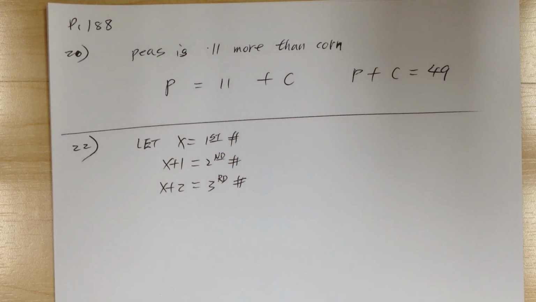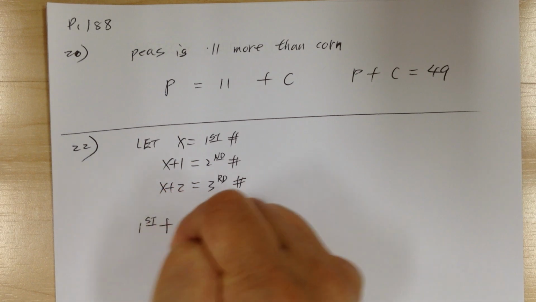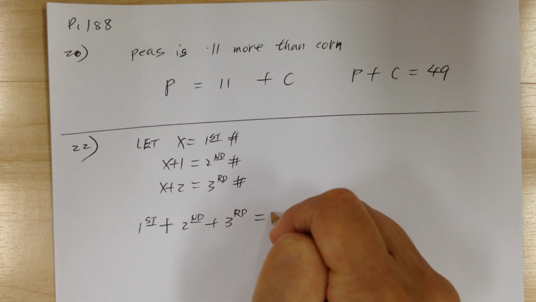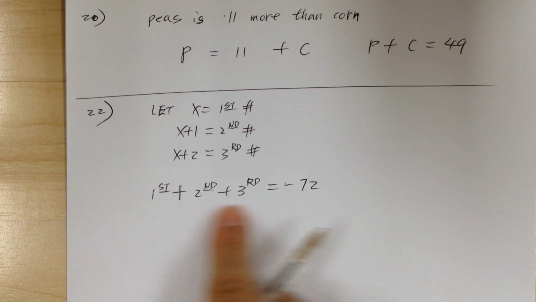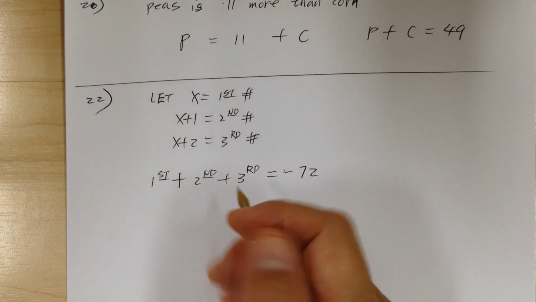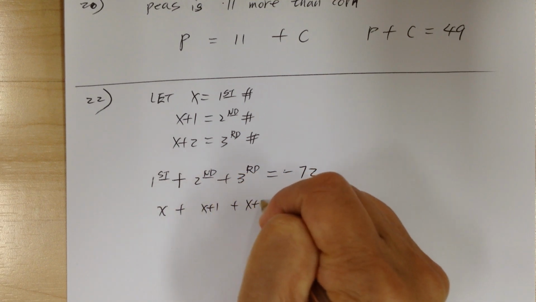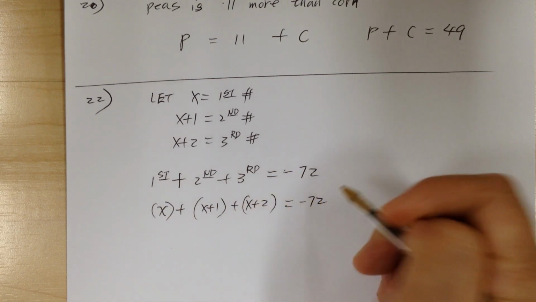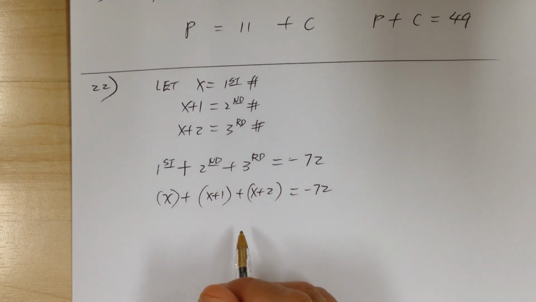Now when you're doing the translation, it says a sum, which means you're adding. So the sum of the 3 consecutive numbers means the first plus the second plus the third equal to negative 72. Again, the sum of the 3 numbers equal to negative 72. Then you substitute. So you've got x plus 1 plus x plus 2. Whenever you substitute, put in parentheses. And that's it. After that, to solve, you just simplify.